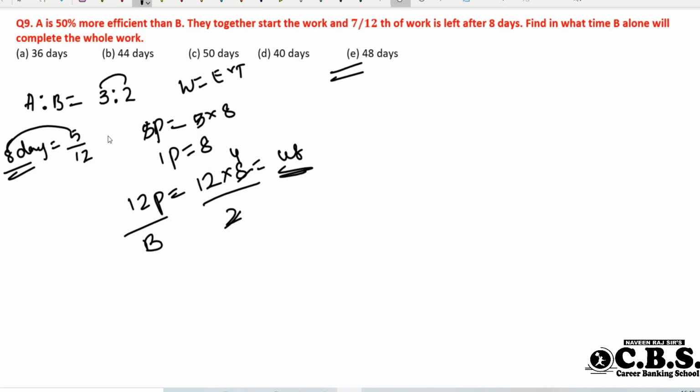But if you are going to answer this question in the normal method, it's a time-taking process. This concept is a very crucial part. Okay, work is equal to efficiency into time. Both are working for how many days? 8 days. Both efficiencies are how much? 3 plus 2, 5 parts. 8 fives are 40. How many parts are equal? 5 parts equal 40, so 1 part is 8. 12 parts is 12 into 8. This is done by B alone, nothing but how many days? 48 days to complete the total work.